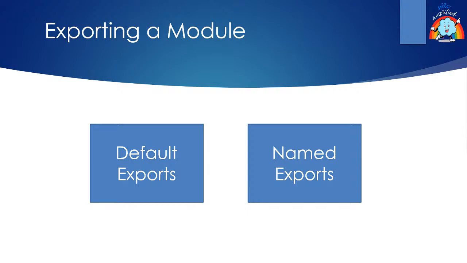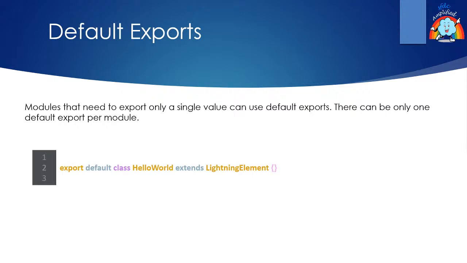There are default exports and then named exports. Like you saw in that code, export default class HelloWorld, that is a default export. A module that needs to export only a single value can use default export. There can be only one default export per module. So here we are writing export default class HelloWorld extends LightningElement. LightningElement is nothing but a class, by which we are able to create our own custom element.